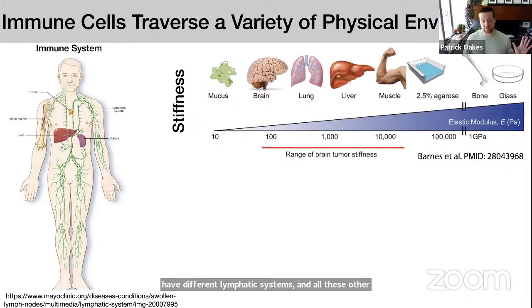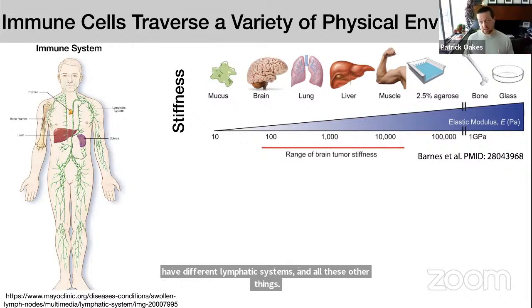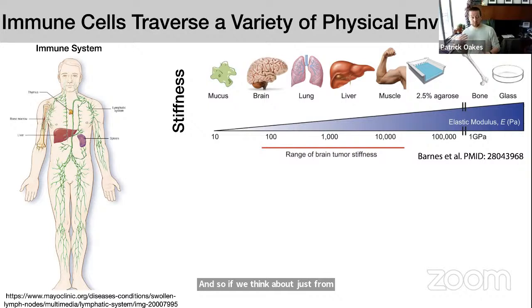And so if we think about it just from a mechanical perspective, right, stiffness, these cells might experience everything from a pure viscous fluid, so in the bloodstream, all the way up to something incredibly stiff near bone, right? And so that can span 5-6 orders of magnitude in terms of stiffness.